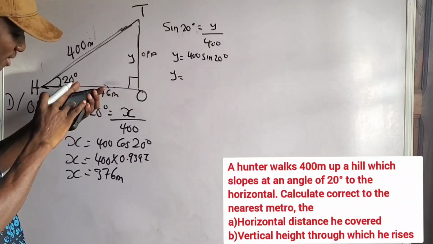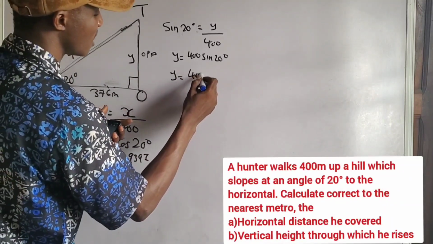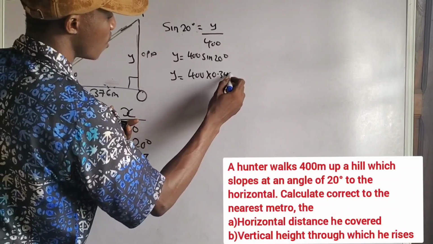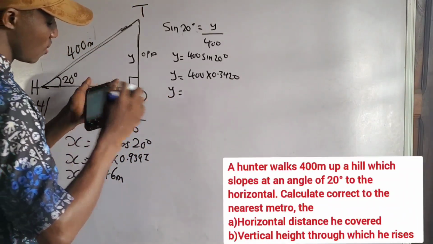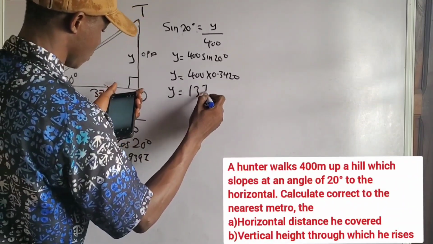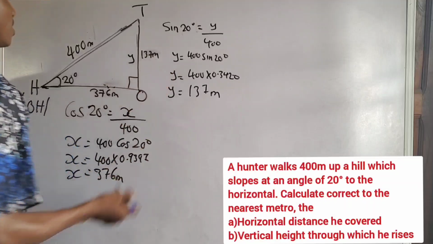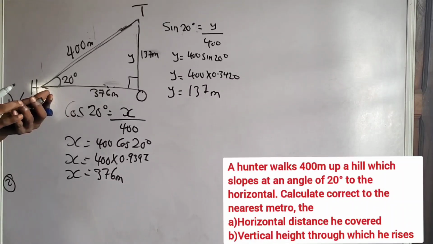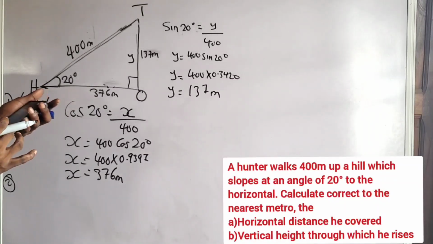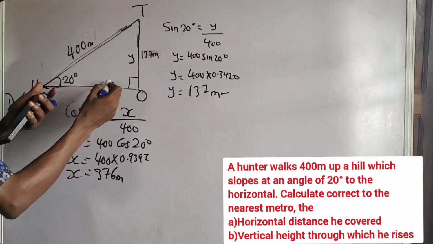What is sine 20 degrees? Sine 20 degrees is 0.3420. 400 times 0.3420, y equals 137 meters. So the value of this is 137 meters. So that is the solution to that question. Do you understand it? Okay, now let's proceed to the next question. The vertical height through which it rises is this, while the horizontal distance covered is this.